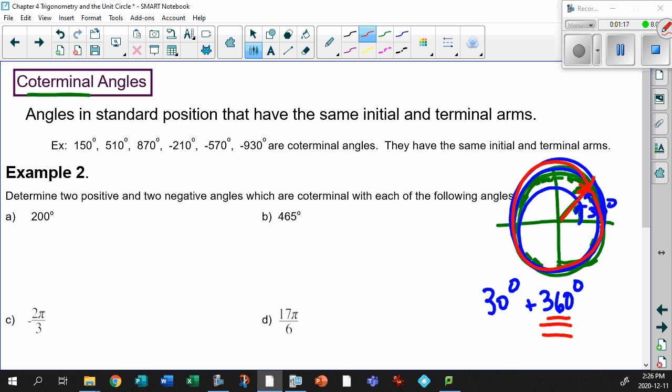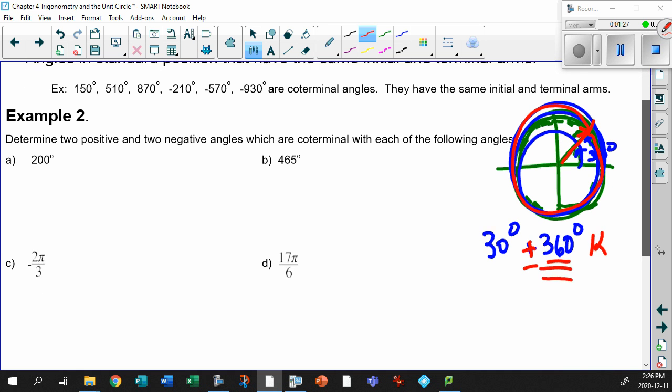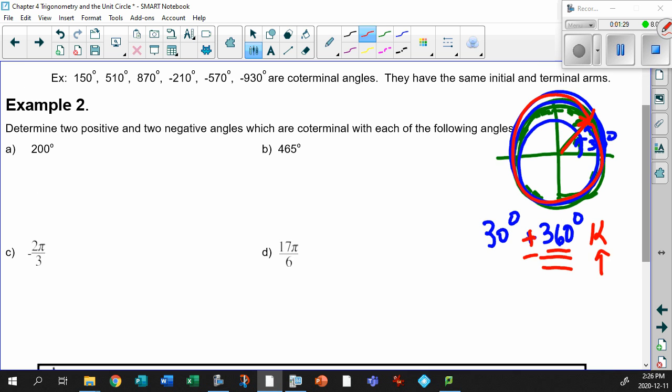How am I going to indicate a multiple? Simple. I'm going to either add the 360 degrees or subtract the 360 degrees by some kind of multiple, which in this case we're going to call k. Okay, k is the multiple. What does k mean? A k could be any value of the integers.